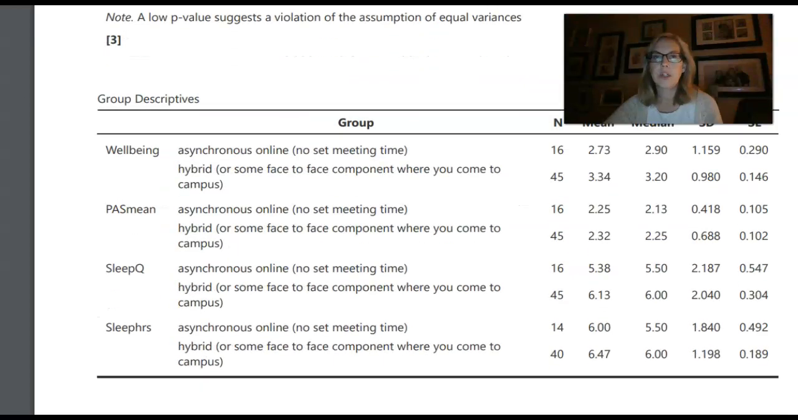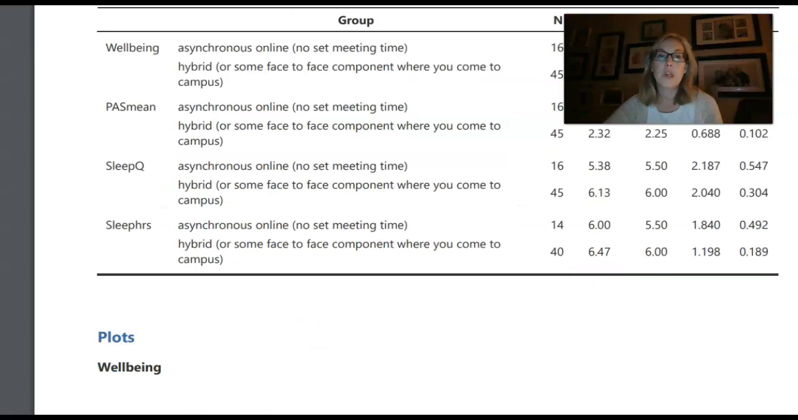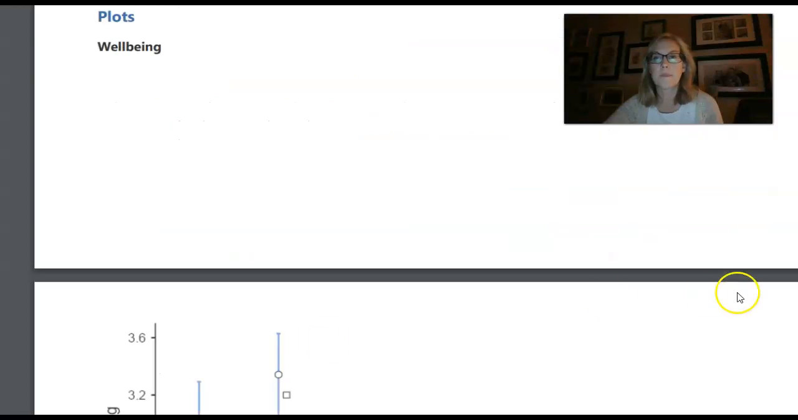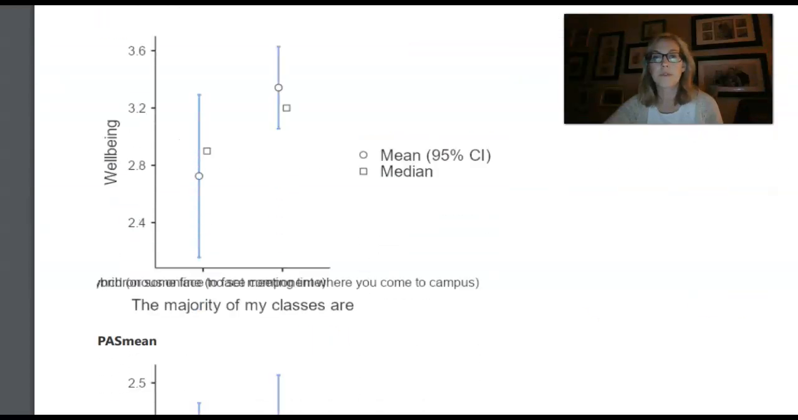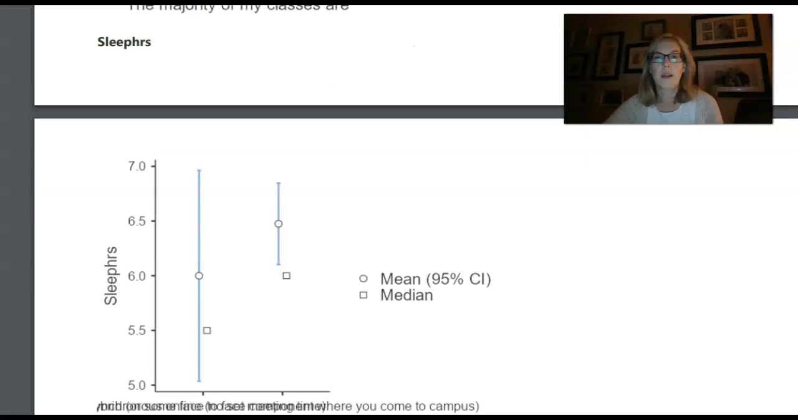And again, after you report your t, you are also going to report the descriptives. This is where you would find the means and the standard deviations for your two groups. Again, you'd pick the IV if you're interested in modality. And then again, there are plots, different graphs for the different outcomes.